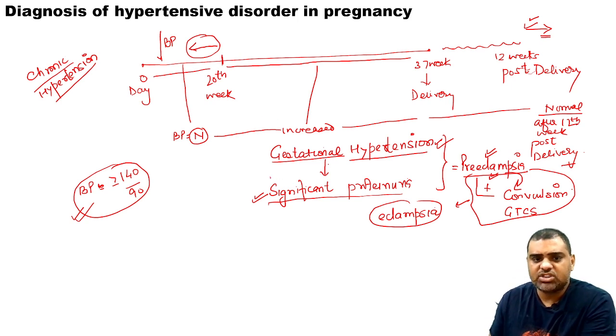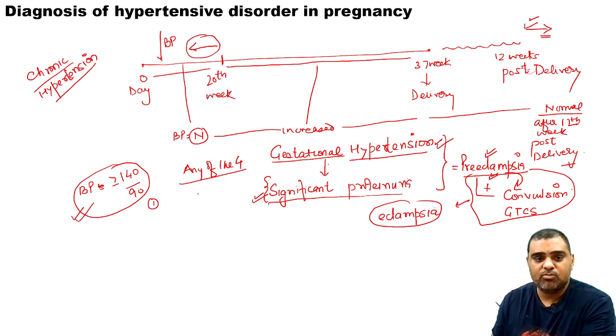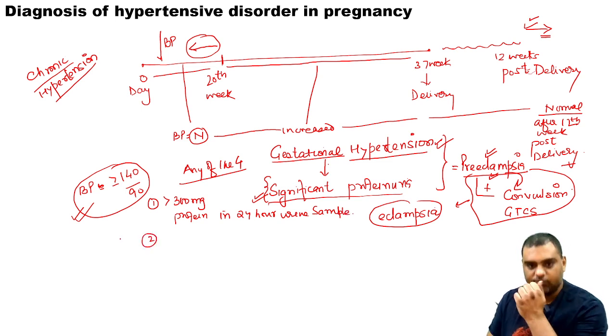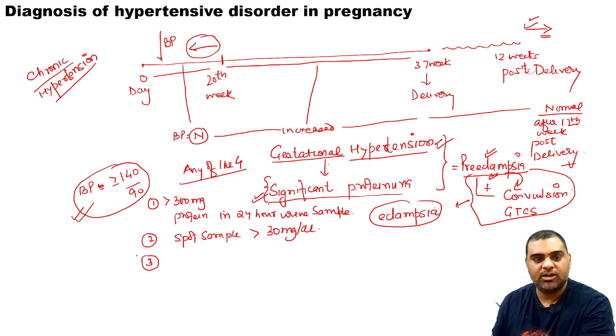Now, what is significant proteinuria? If any of the four is present, then it will be called significant proteinuria. For example, if there is more than 300 mg of protein in a 24-hour urine sample, then it will be called significant proteinuria. Or in a spot sample, it is more than 30 mg per dl.